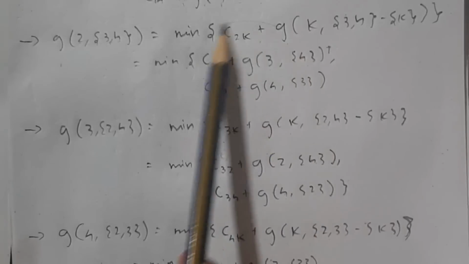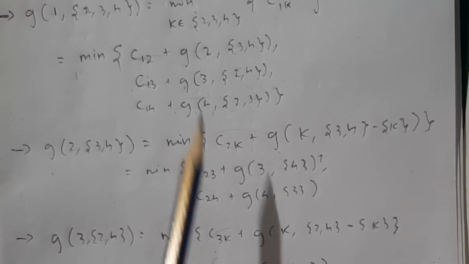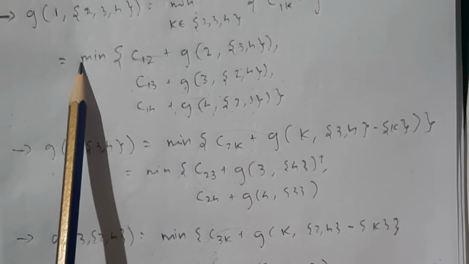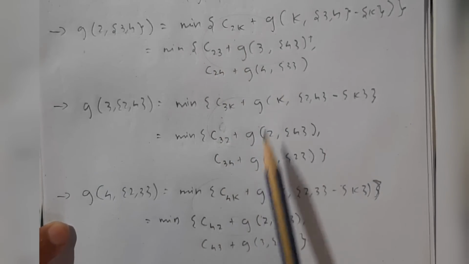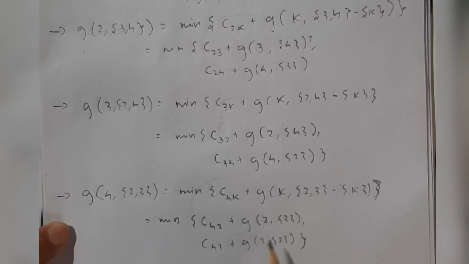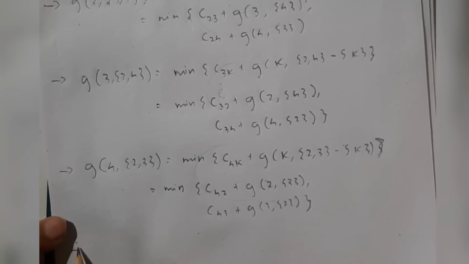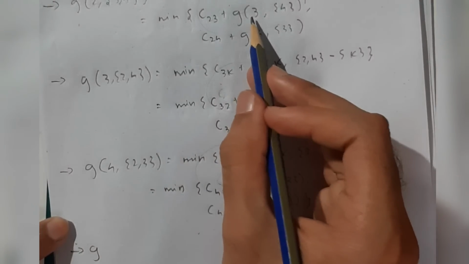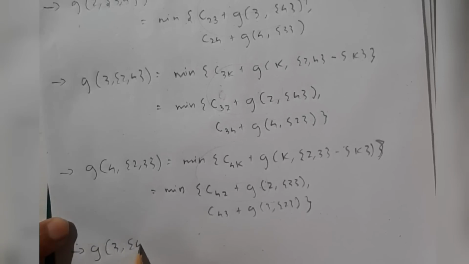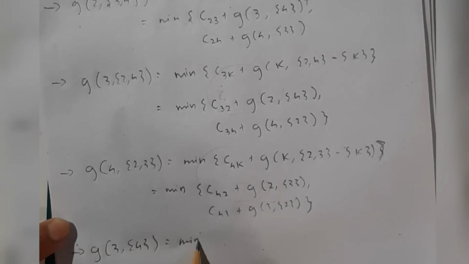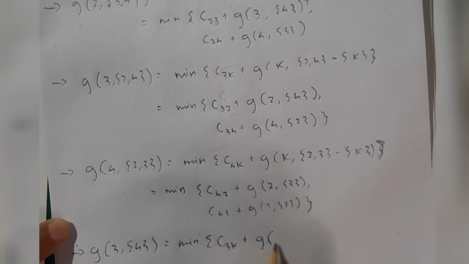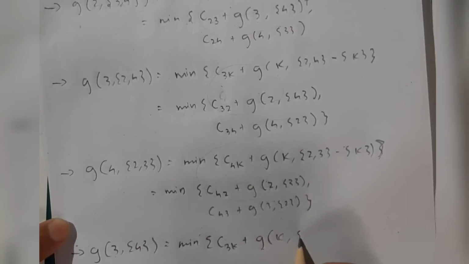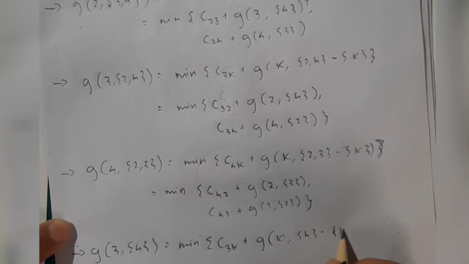Now if we find out the answer for this and this, we can substitute back in these three and get the final optimal solution. Now for finding out these three, we have to find out what is this and this and this and this. Okay, so let's find out what these values are. Let's write the formula in the same way. G of, the first one is 3 comma 4, that is equal to minimum of C of i, i is 3, so 3k plus G of k comma, the set is 4 minus k.